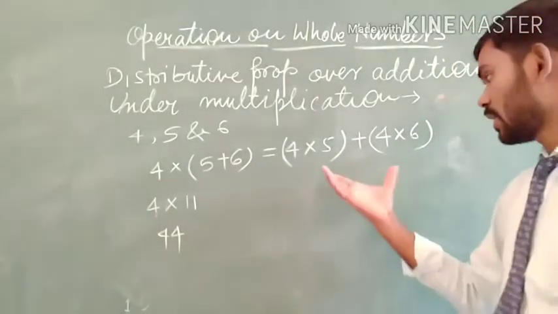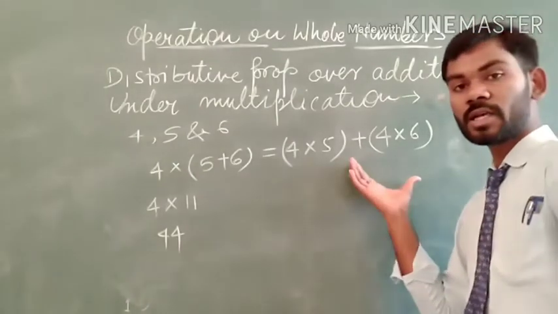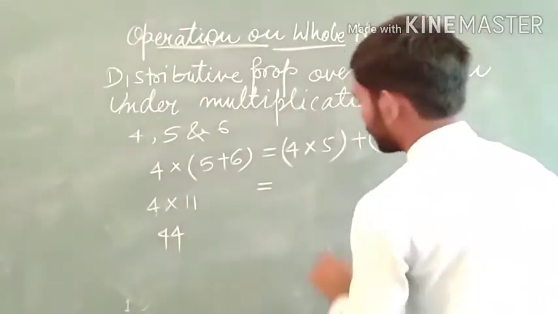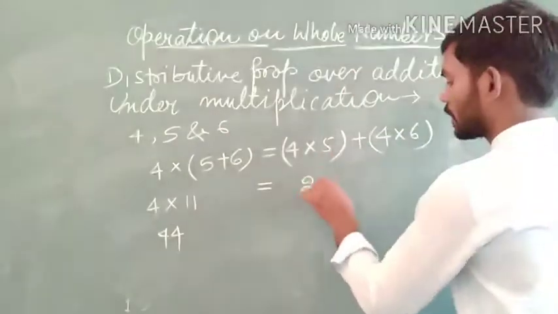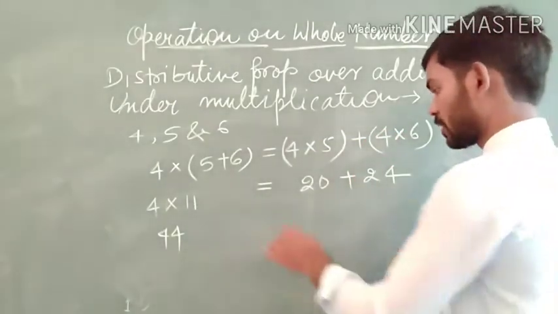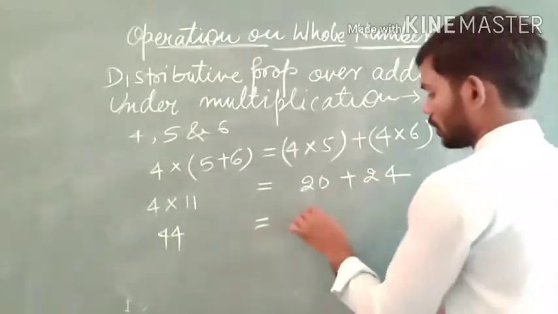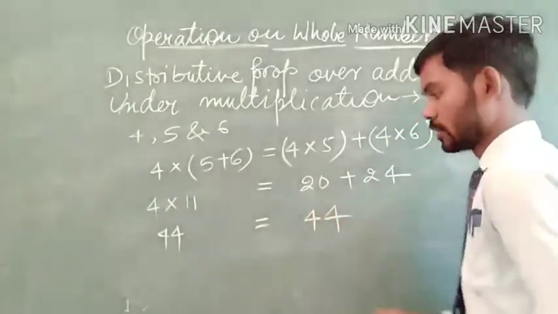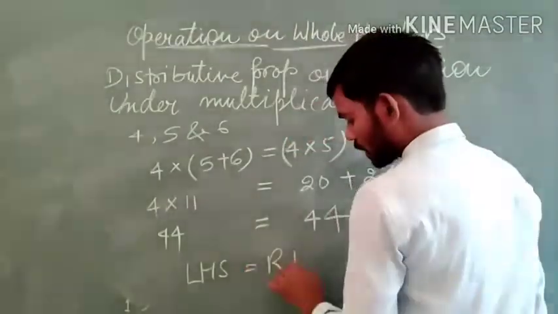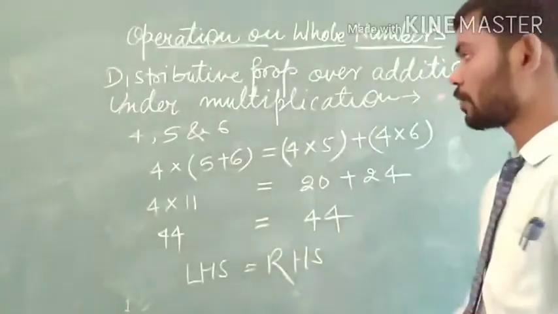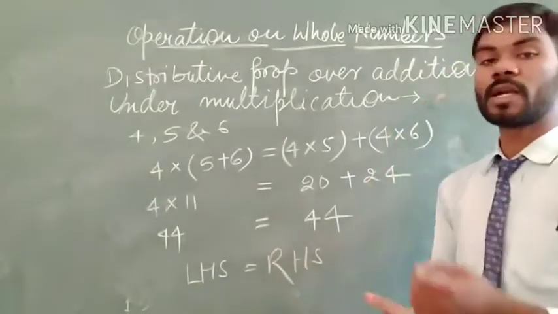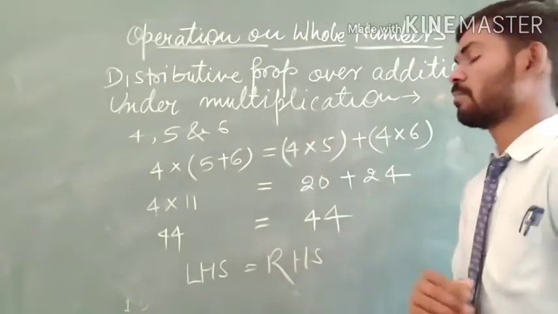Now let's see what result we get when we solve the right hand side. We get 4 times 5 is 20, plus 4 times 6 is 24, and after the addition of 20 and 24 we get 44. So here we can see that the left hand side is equal to the right hand side. So we can say that whole numbers satisfy the distributive property of multiplication over addition.